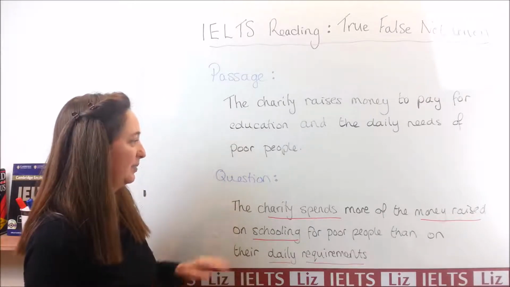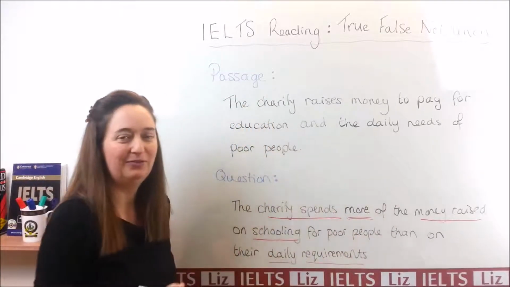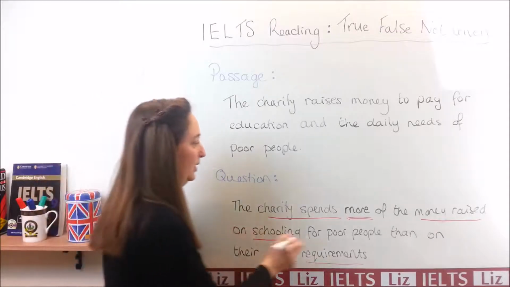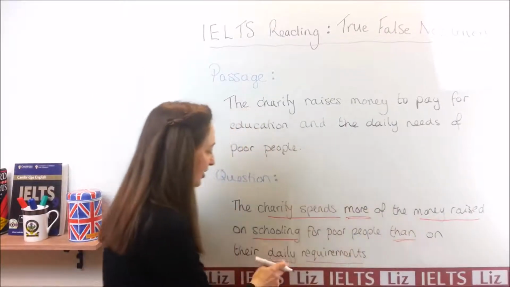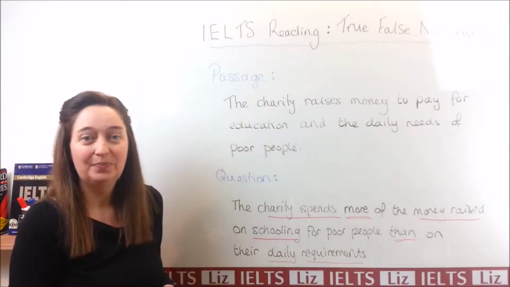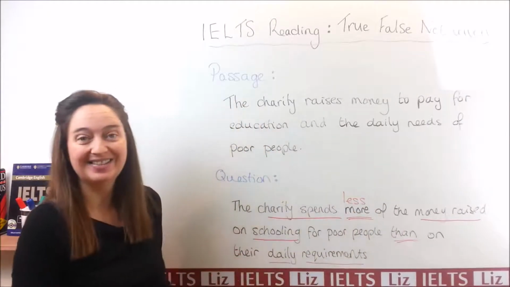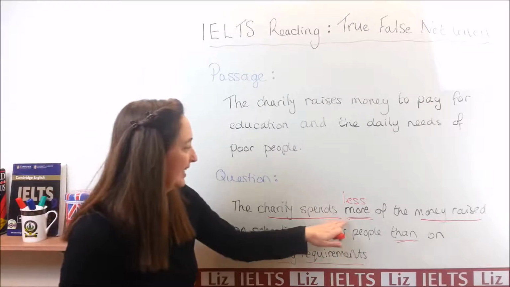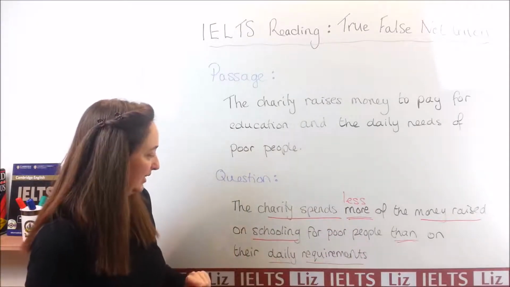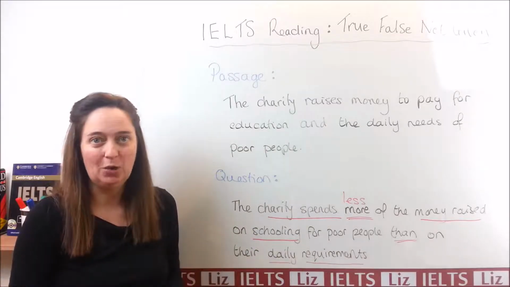So they say the charity spends more. Aha, suddenly we find a word here. More of the money raised for schooling than on daily requirements. What would be the opposite? Well, the opposite meaning would be less. The charity spends less money on schooling than on daily needs. That would be the opposite.